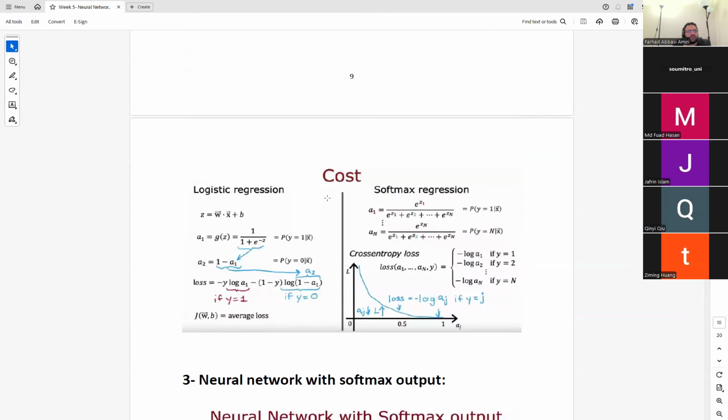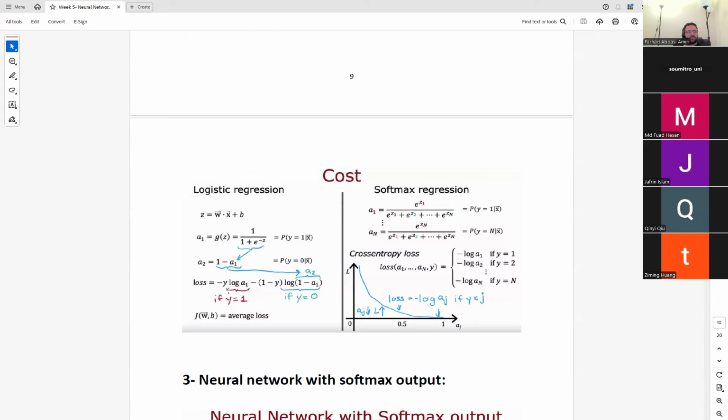So if you compare logistic regression with binary classification and softmax regression for multi-class classification, you can see the Z for logistic regression in chapter 2 was Wx plus B. A1 or G of Z is 1 over 1 plus exponential of minus Z, which shows the probability of Y being 1. And A2 shows the probability of Y not being 1, which is 1 minus A1, right? And then this was the loss function.